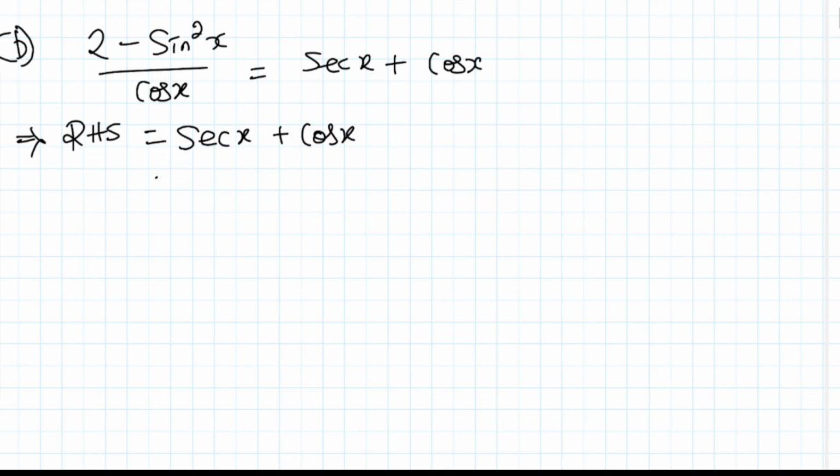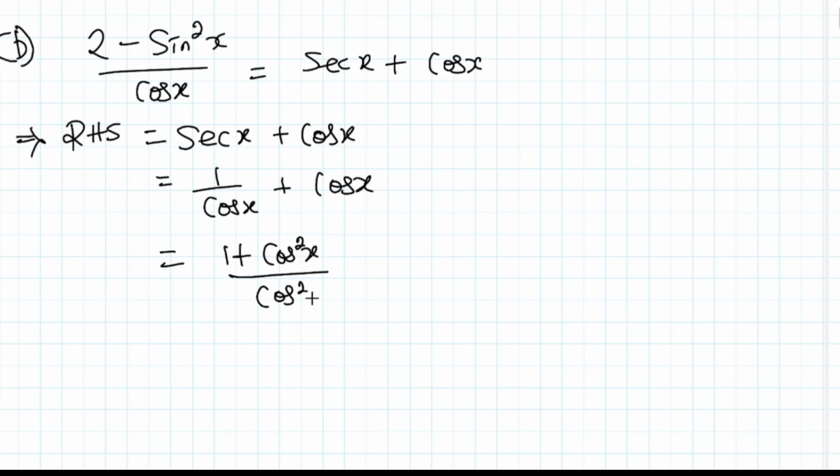At least we can break down sec x into 1 over cos x plus cos x, okay? And then we can change this to a single fraction. That will be 1 plus cos square x all over cos x, right? Because the lowest common multiple is cos x. And then if we make substitution, you know that 1 plus cos square x is equal to what?